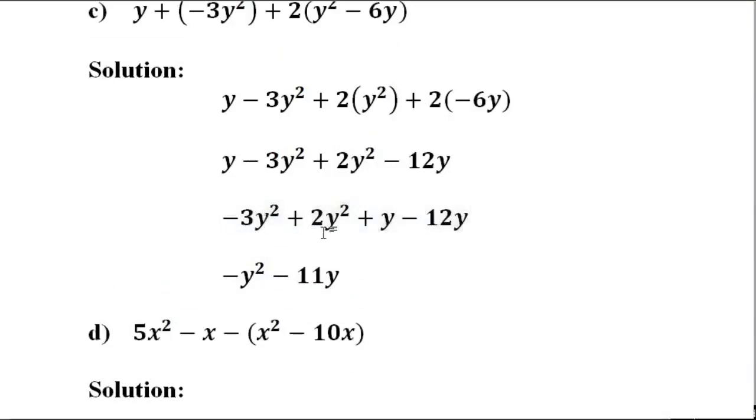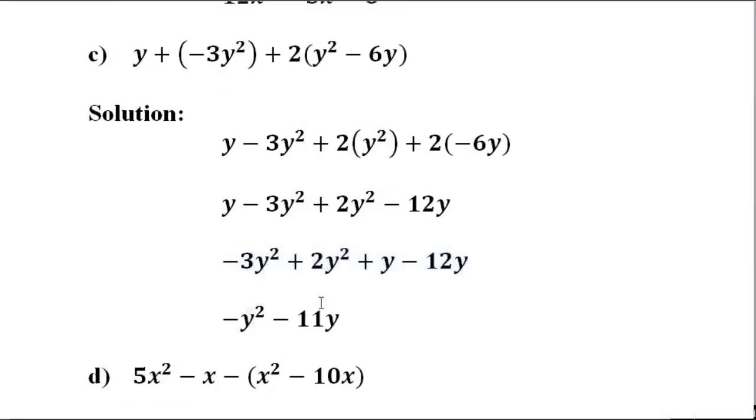Negative 3y squared, positive 2y squared gives us negative y squared. Positive y, negative 12y gives us negative 11y. Negative y squared, negative 11y are unlike terms, so we don't have any terms that we can combine. So we are done here. Negative y squared, negative 11y is our simplified expression.